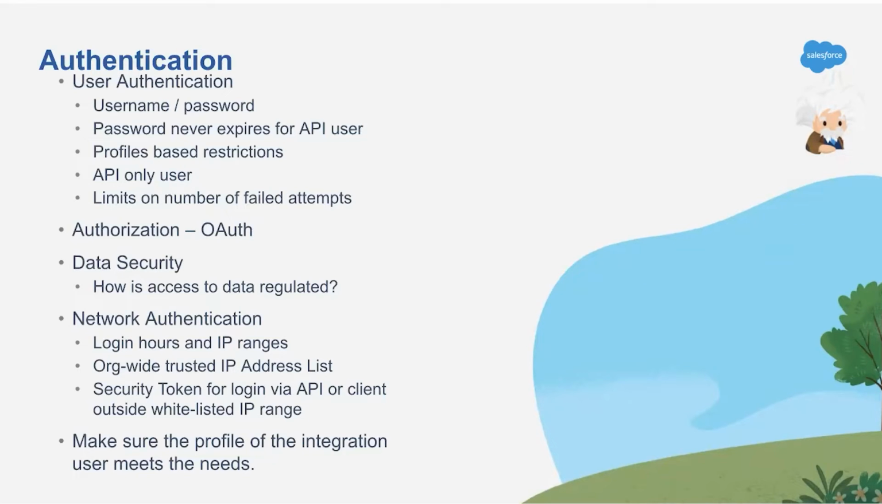So you can add that on the profile: these are the whitelisted IPs, and anybody accessing the system outside of these IPs will not be entertained. You might also have certain hours wherein you say, within these hours only, you can log in or access. That is also something you can do. Then a security token for login is another important, critical aspect for whitelisting.